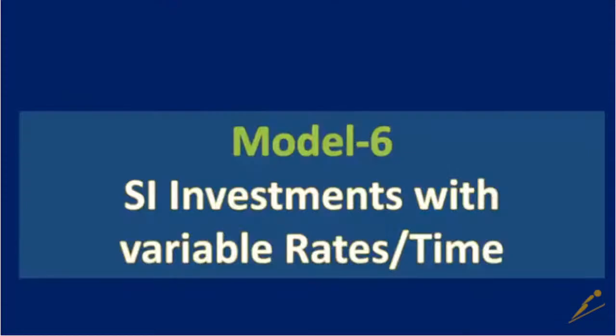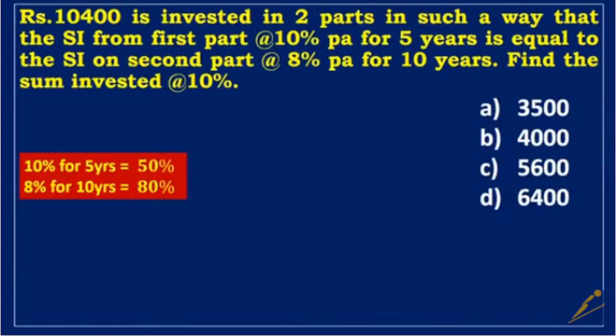Let us now look at the sixth model, SI investments with variable rates or time. 10,400 rupees is invested in 2 parts in such a way that the SI from the first part at 10% per annum for 5 years is equal to the SI on the second part at 8% per annum for 10 years. Find the sum invested at 10%.